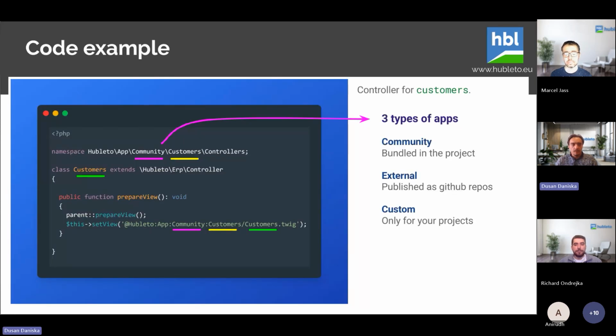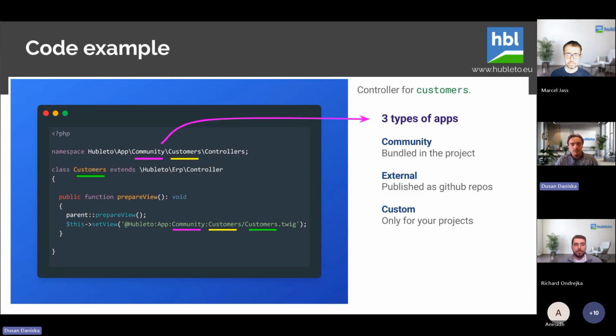So, not to talk much about theory, let's take a look at some code. Let's have some examples of how it actually looks when you will be working with Hubleto in the next weeks or months. This is what you will be working with. Some sort of a hello world example: here is a controller that renders the list of customers, and this is code taken from the GitHub repository. So this is not fake. This is real code which is on GitHub. You can check it out there, and it's very simple.